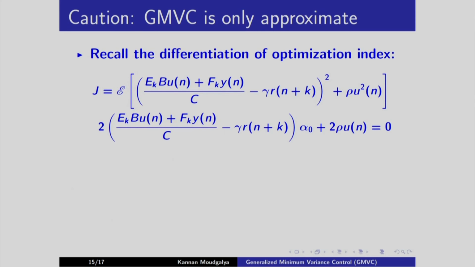I would like to make a caution that GMVC is only approximate. Recall the differentiation of the optimization index. We differentiated this with respect to u. We just went inside and differentiated as if we could do that, but it is only approximate. In reality, you cannot do that. You need more rigorous methods.